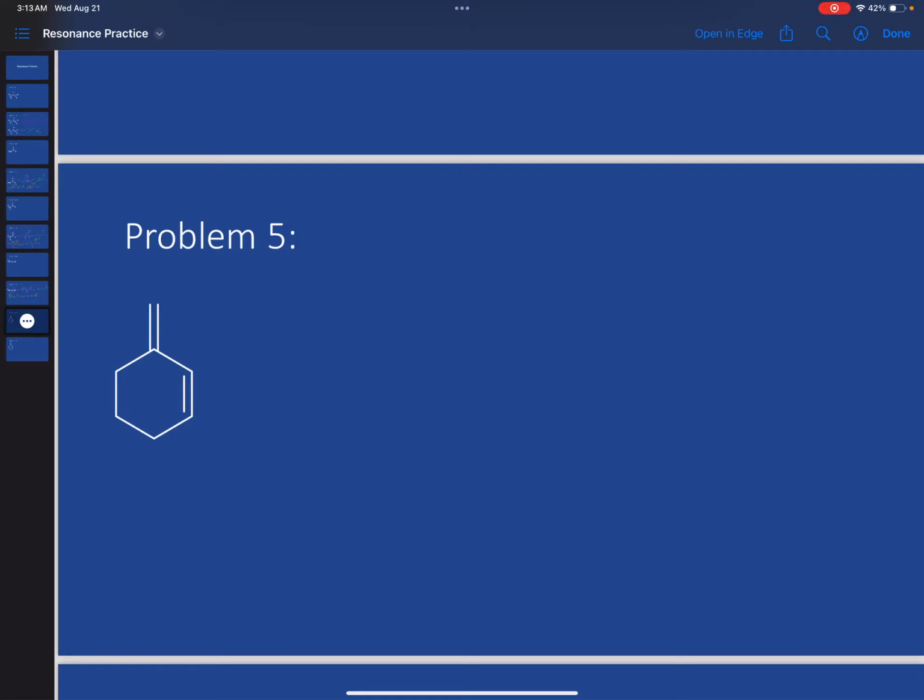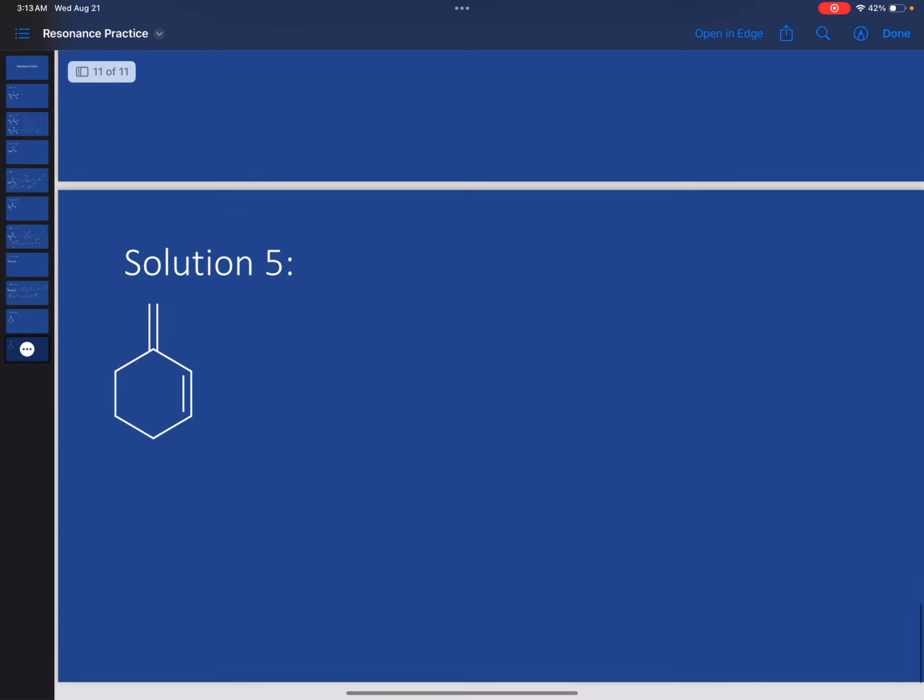All right, so problem number 5. This is going to look a little bit different, which is interesting. Go ahead and give it a try to see if you can draw a resonance structure here. Otherwise, I'm going to continue on.